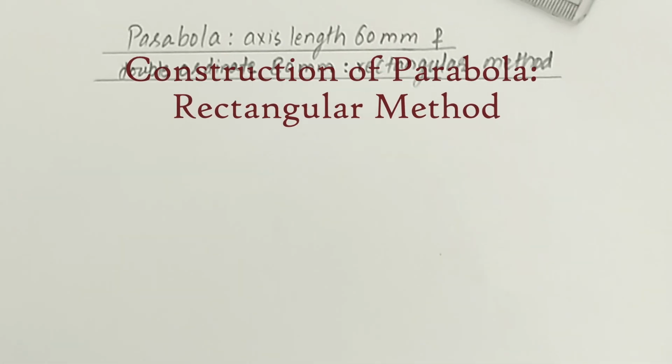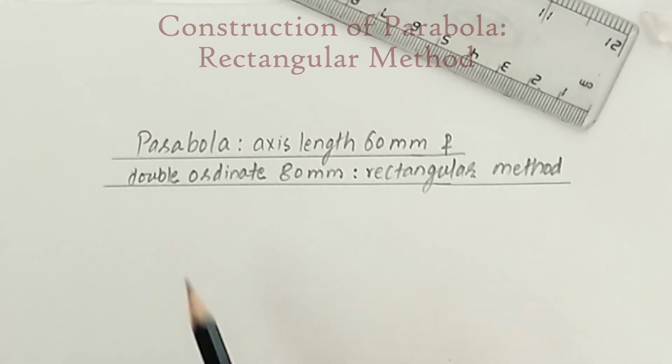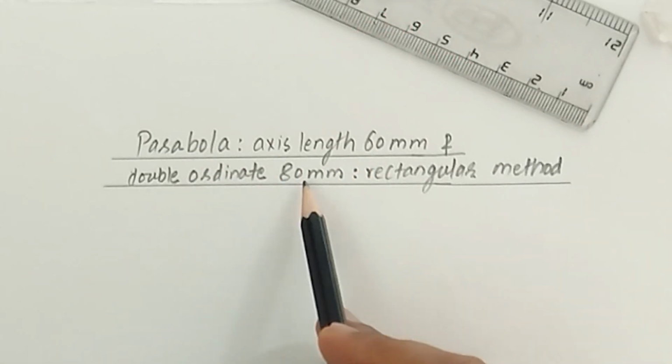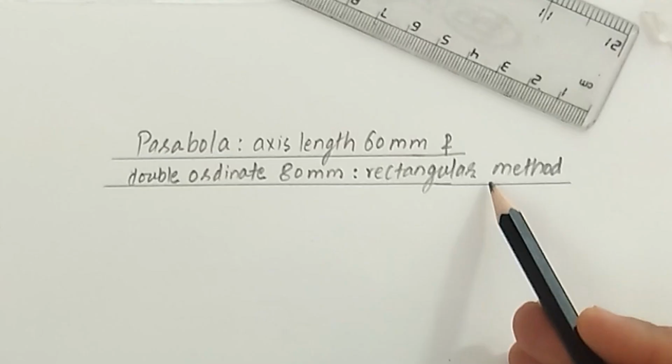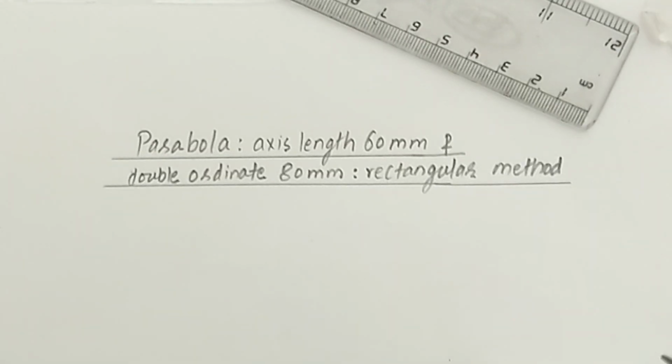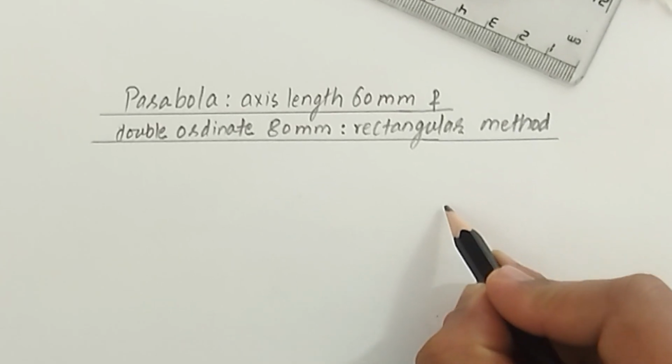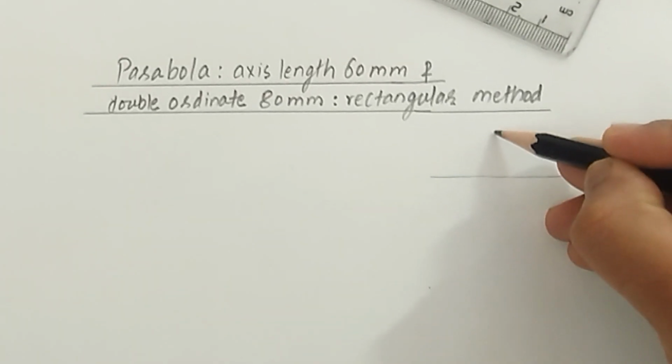Hello everyone. In this video we are going to learn to construct a parabola of axis length 60 mm and double ordinate 80 mm with the help of the rectangular method. So let me construct a parabola. Okay. So for this let us remember what a parabola is.